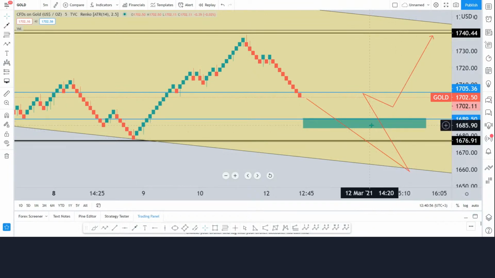But the most possible scenario is that it will reverse back from the green area that we shaded in the displayed figure, and it will go up. We expect it to go up till the resistance line at the 1740 level.